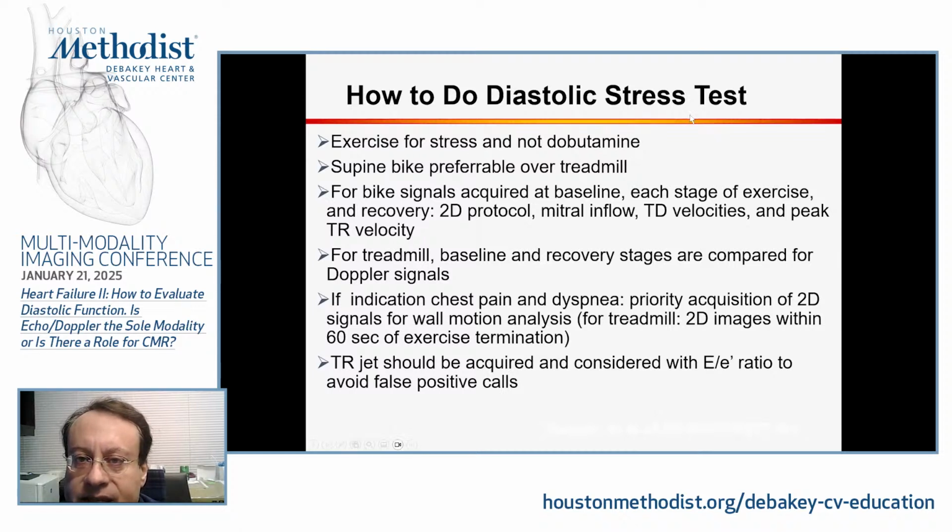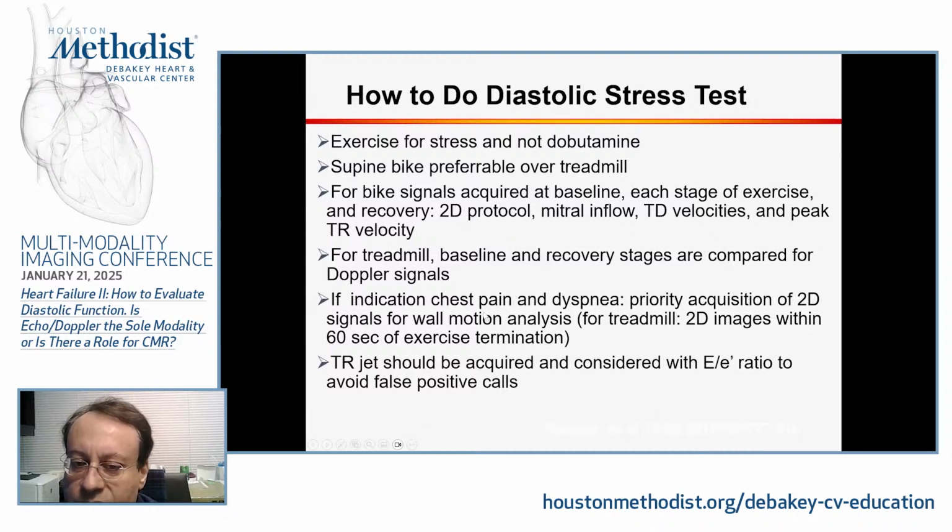The diastolic stress test that we are referring to is exercise for stress, not dobutamine. Supine bike is preferable over treadmill, but if you do the treadmill, we would be relying on the recovery stages. We acquire 2D signals, mitral inflow, tissue Doppler velocities, and peak TR velocity.